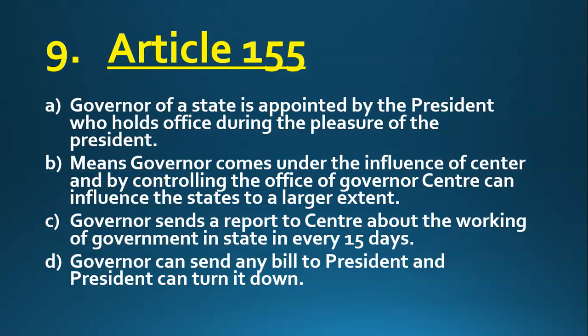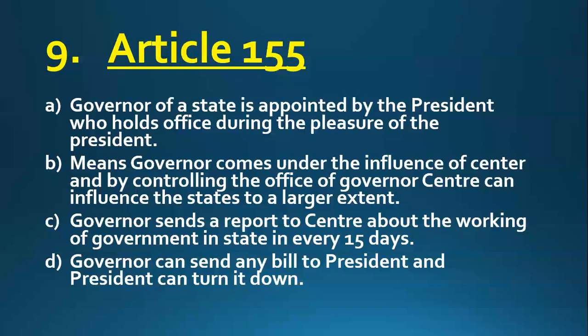The central government can force the governor to prepare a fake report, and to write in the report that the constitutional machinery has failed in the state, that the governance of the state is not running by the provisions of the constitution. And on the ground of the report of the governor, the central government can dismiss the state government and can impose president's rule in the state. Okay, so in this way, the central government, by misusing the office of the governor, can influence the administration of the states to a larger extent.